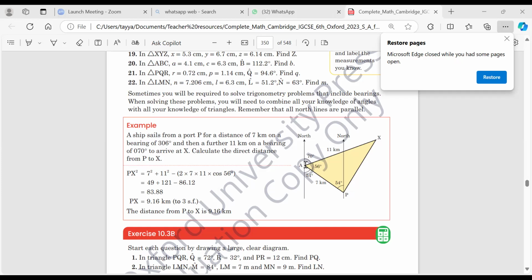So this one we have to find, that is 7 kilometer. A ship sails from point P, means this point P it's moving and its bearing is 306. Here it is not clear, but its bearing will be like this. At this point, if we take the bearing, then this bearing will be 306, this one up to this point.